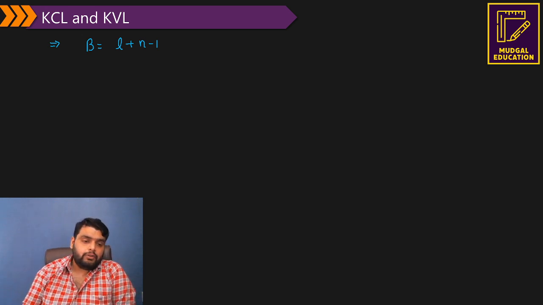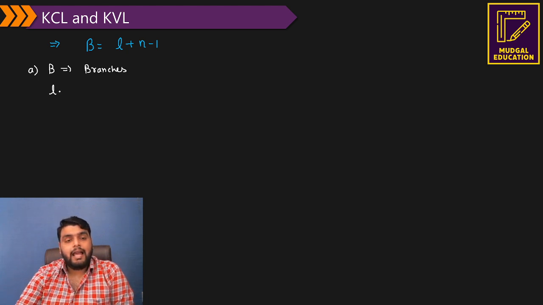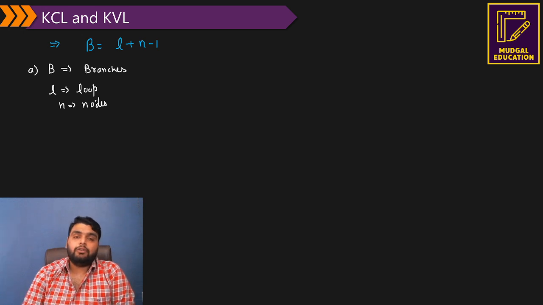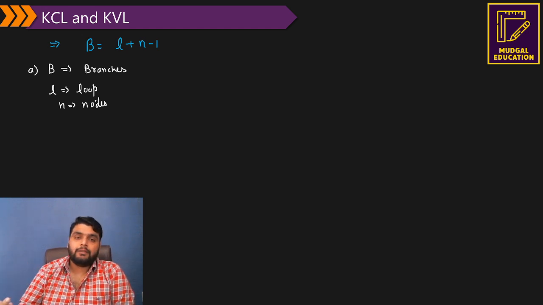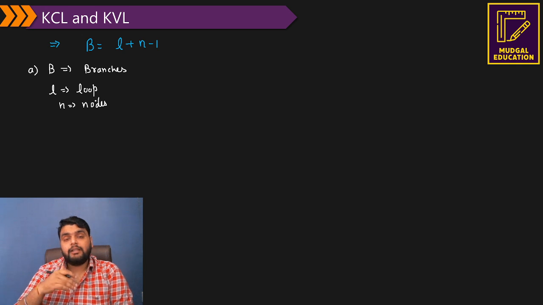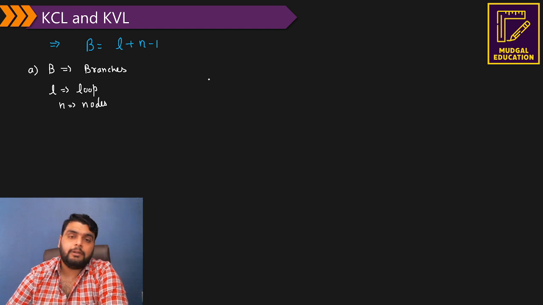Now, there are many ways to use this formula. I am telling you one of the ways. The first way: what is B here? B represents branches, L represents loops and N represents nodes. Now any circuit will follow this particular formula. I am talking about a circuit. A circuit means a closed path in which current can flow. A network is different. A network can be an open network or a closed network, but a circuit is a network in which a particular current can flow. So in every circuit this particular formula will be applicable.